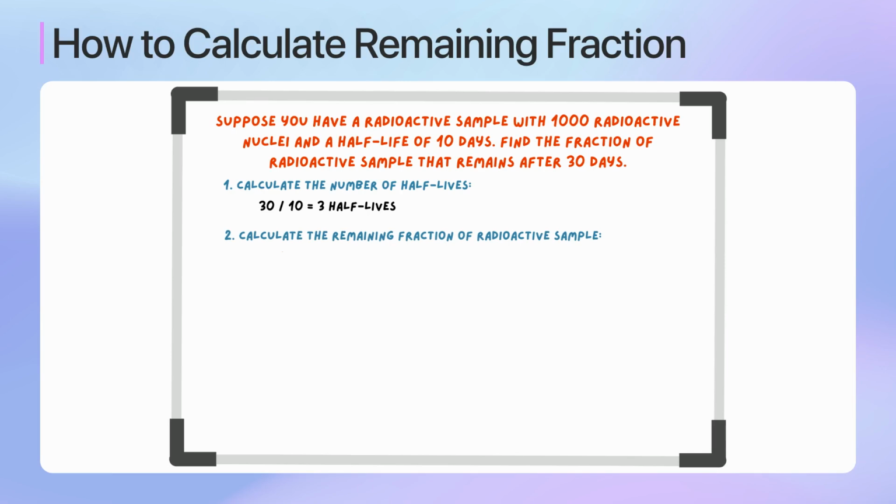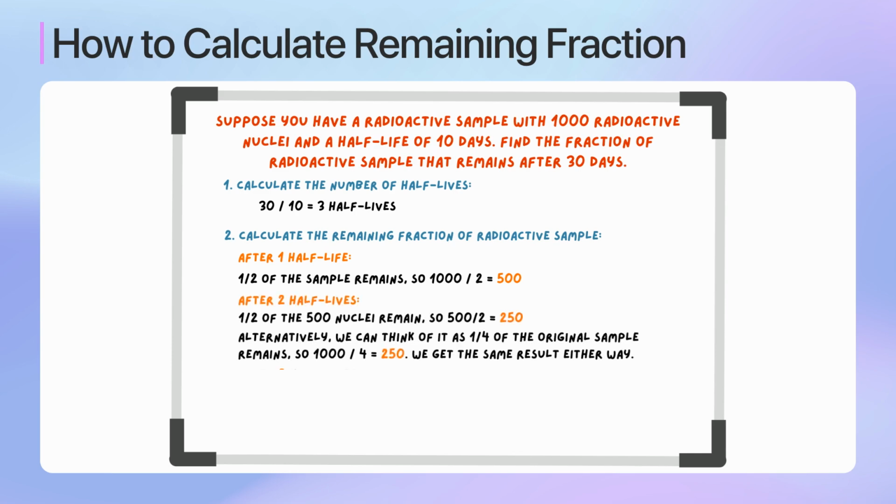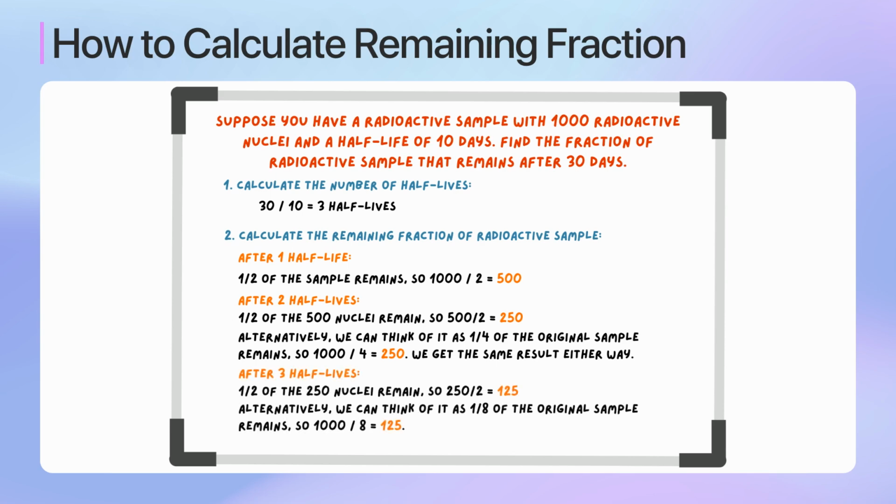We can now calculate the remaining fraction of radioactive sample. Specifically, after each half-life, the sample halves. So in this problem, after one half-life, half the number of nuclei remain: 1,000 divided by 2, which gives us 500 radioactive nuclei. After 2 half-lives, a quarter remains, or 1,000 divided by 4 gives 250 radioactive nuclei. After 3 half-lives, an eighth remains, meaning that after 30 days, the number of radioactive nuclei that remain is 1,000 divided by 8, which we can calculate to be 125 radioactive nuclei.